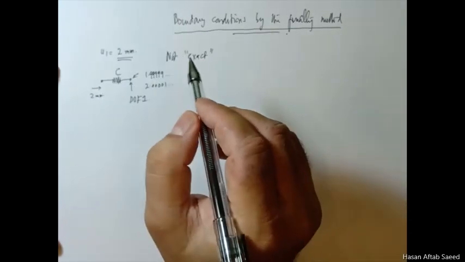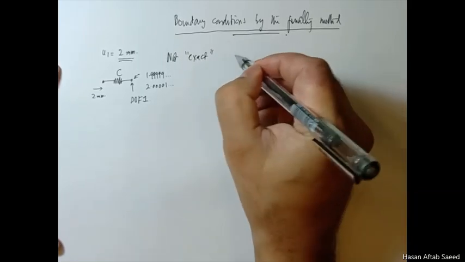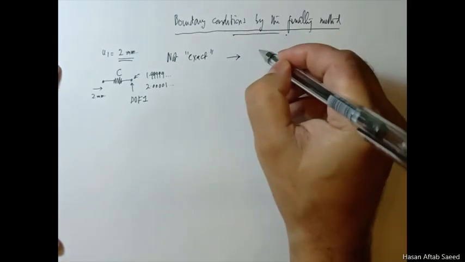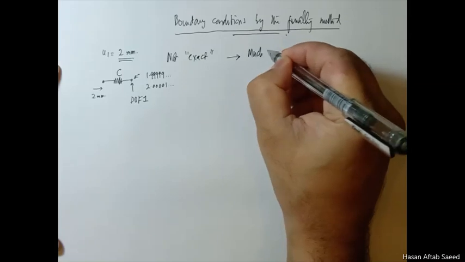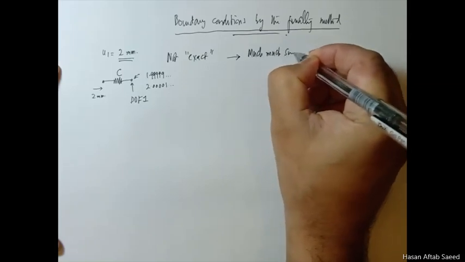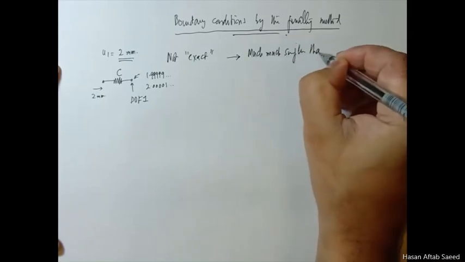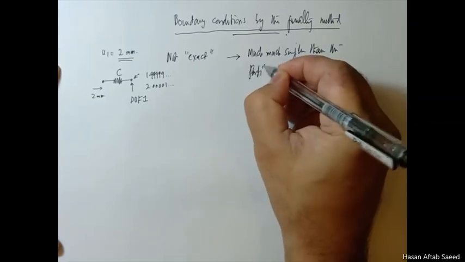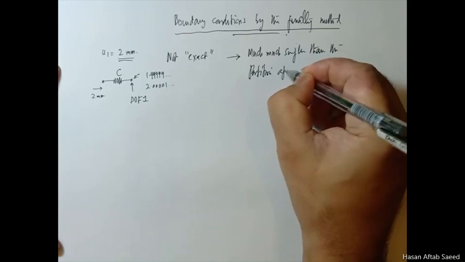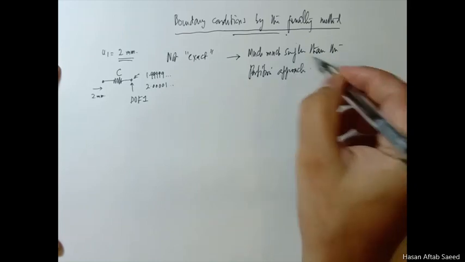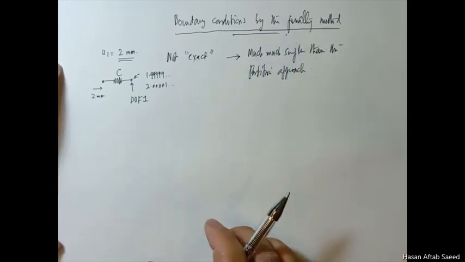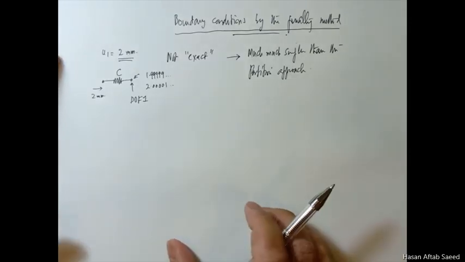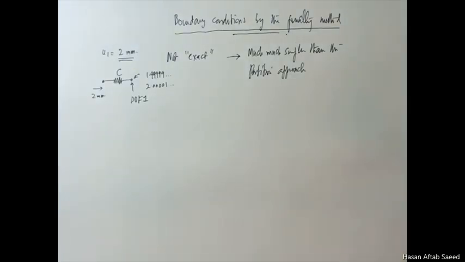But that's not a big problem for us, because on the plus side, this is much simpler than the partition approach. You get to save a lot of computational effort here. So let's see how we go about applying boundary conditions by the penalty method.